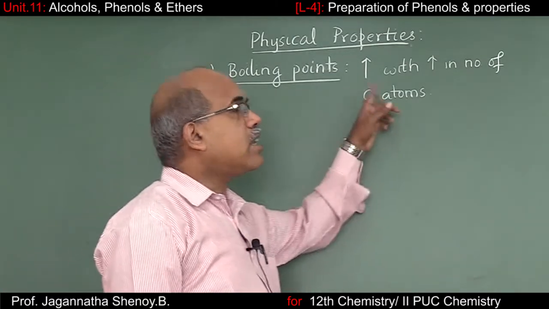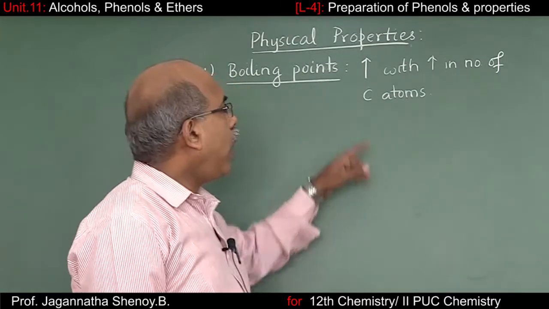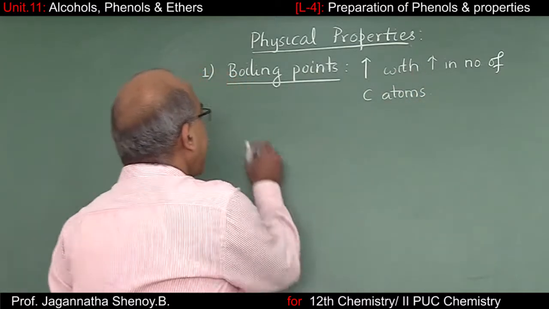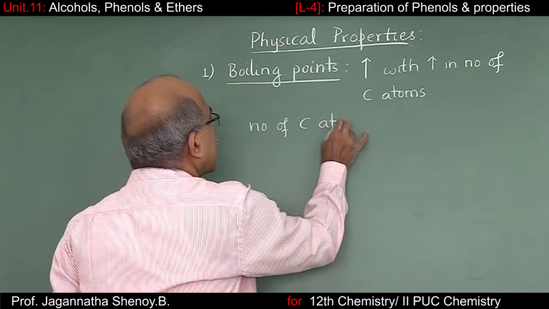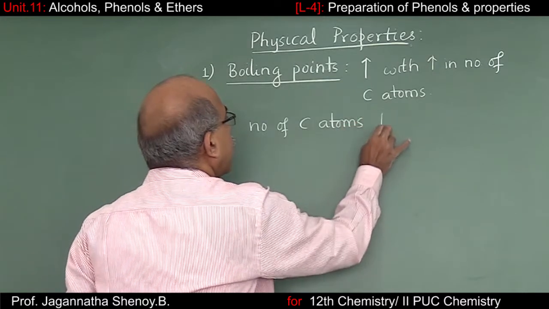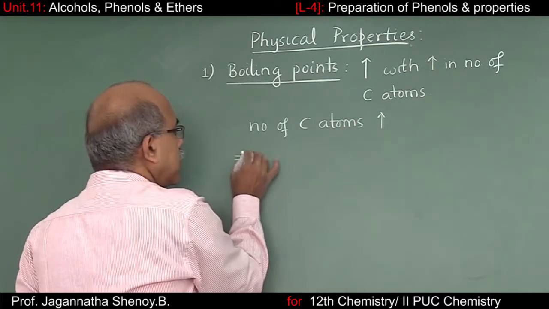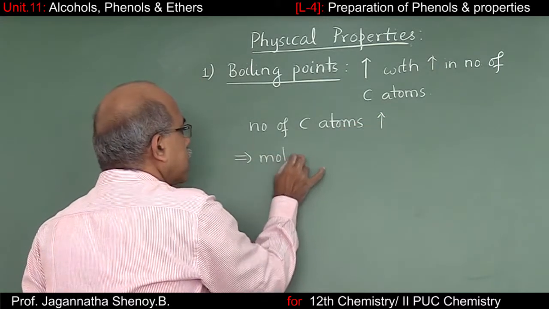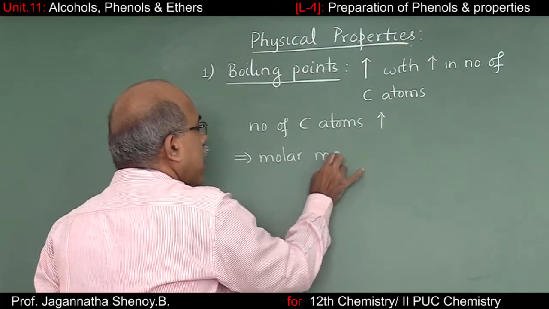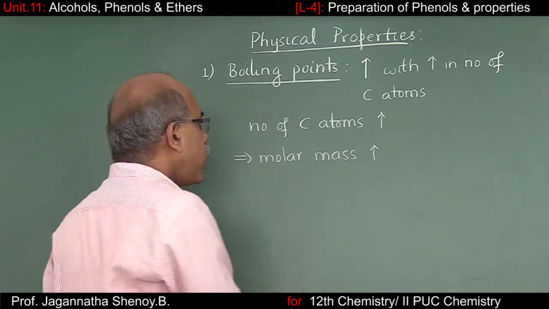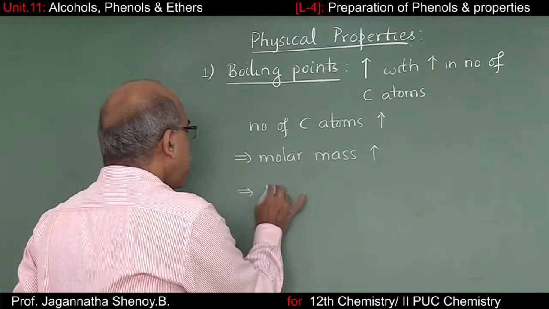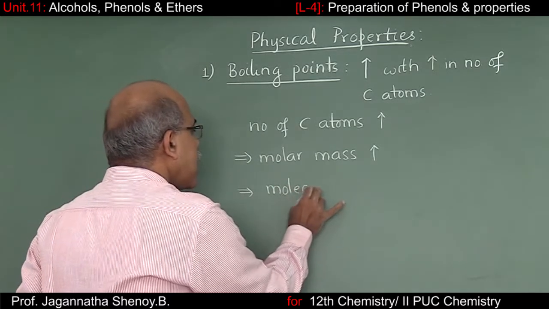Now, what is the reason for this? You know, as the number of carbon atoms increases, what should happen to the molar mass of the substance? The molar mass of the substance increases. What is meant by molar mass increases? Molecular size increases.